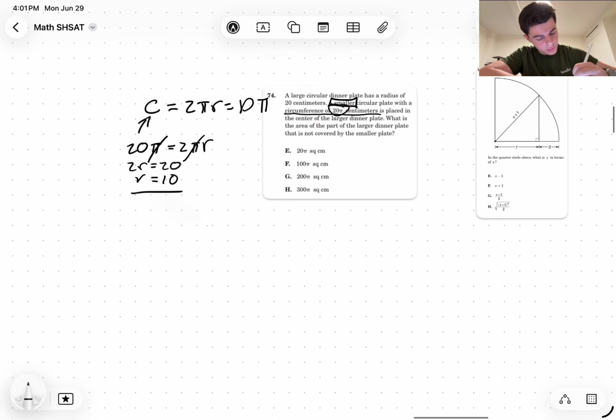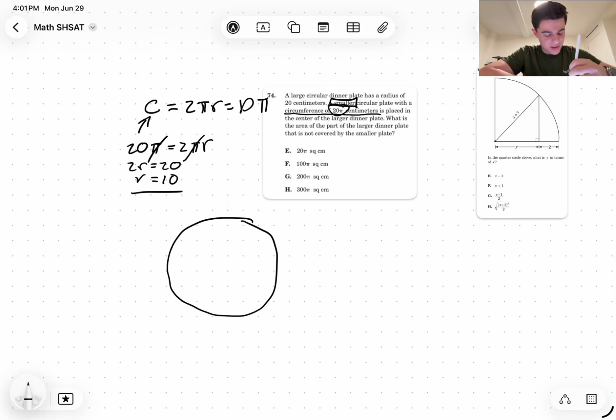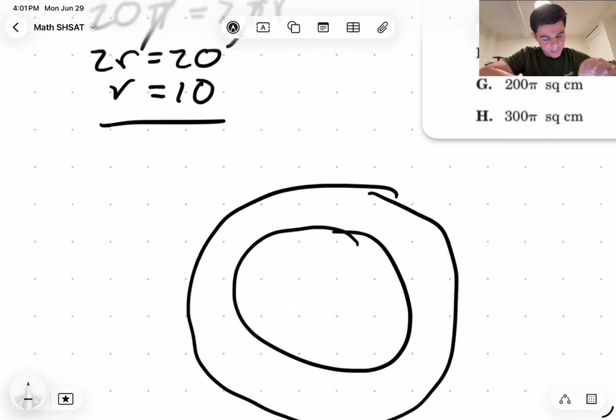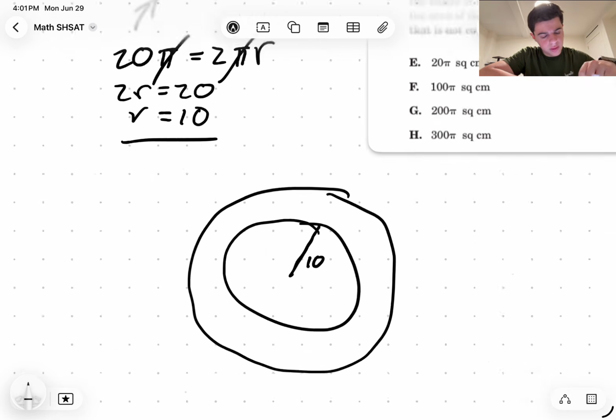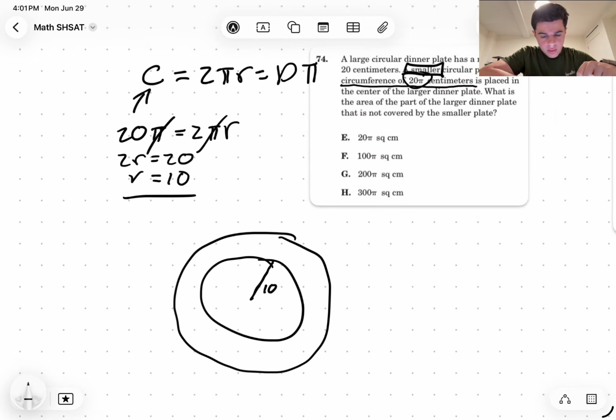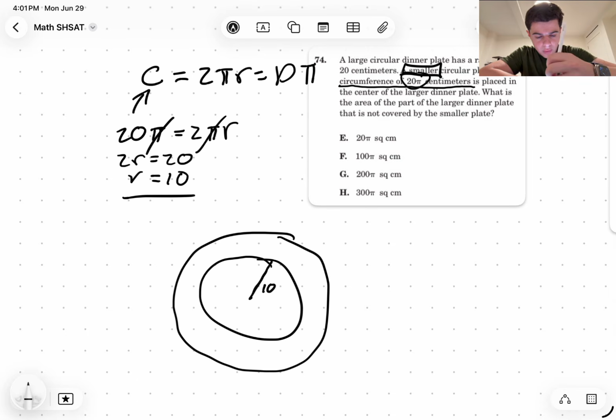So now let's draw out a little diagram. Okay, and excuse me for my not perfect circles, but that's the big dinner plate, and that's gonna be the smaller dinner plate. That seems roughly right. We have the center, and we know that this radius is gonna be 10, right? Because that's the radius of the smaller dinner plate. Now, it tells us that the radius of the larger dinner plate is 20. Okay, so this wasn't drawn to scale, but just assume that was 20, right?